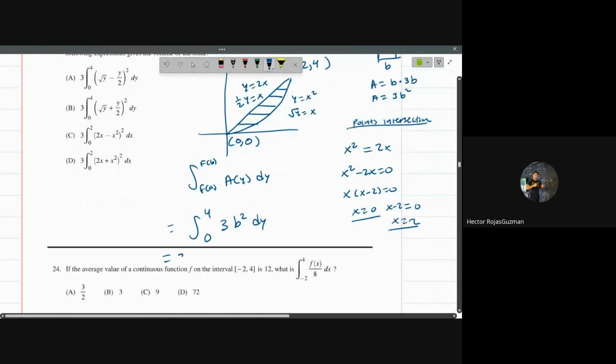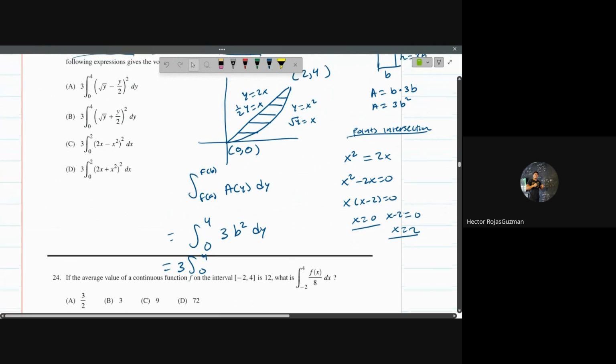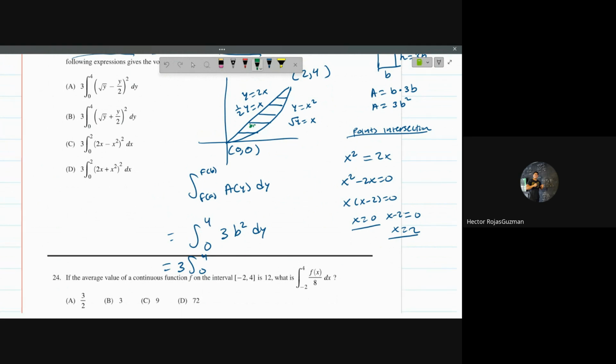which becomes 3 times the integral from 0 to 4. Now the base of the rectangle is given by the right minus the left function, because this right here is the base of the rectangle at any given slice. So the square root of y minus 1/2 y, squared, dy. Just like it's saying.